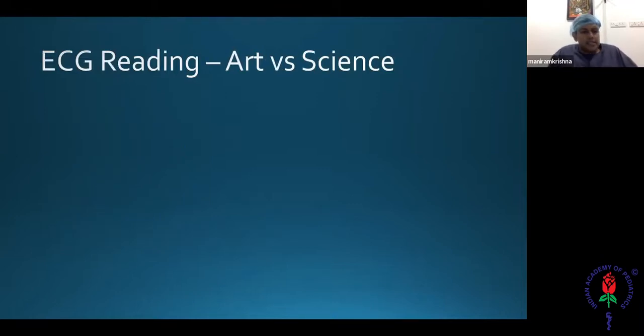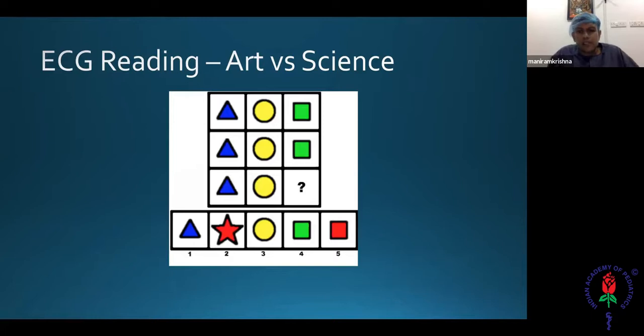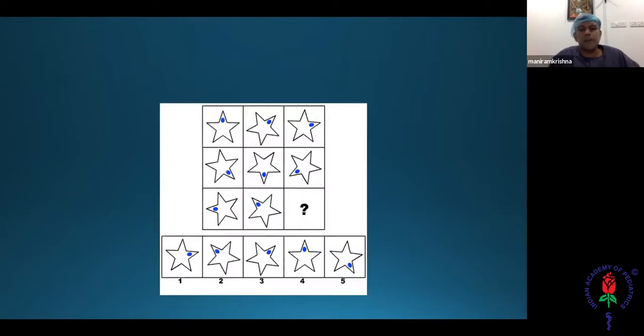Now, ECG reading, is it an art or a science? If I were to present this puzzle to you and say, what should come in the next square where a question mark is placed? All of you will immediately say it's going to be a green square because the pattern is very instantly recognizable. Whereas if I were to give you this particular puzzle and say, what's going to come in the next square? Some of you may get it wrong. Whenever I showed it in a live seminar, I've found that close to 50% of the audience get it wrong.